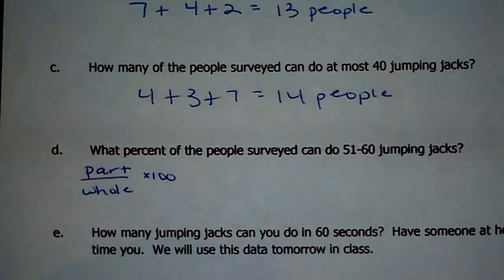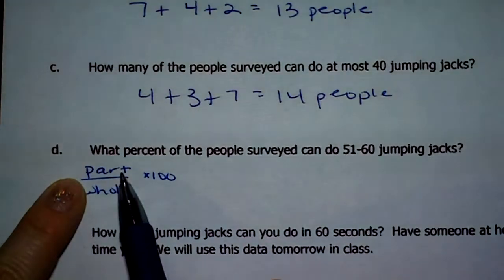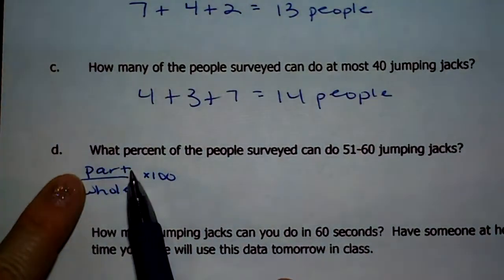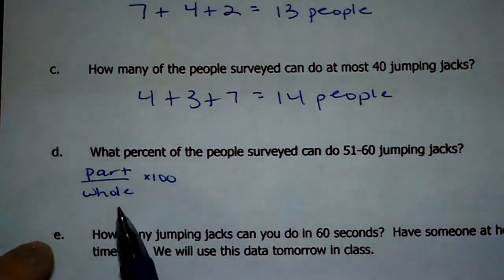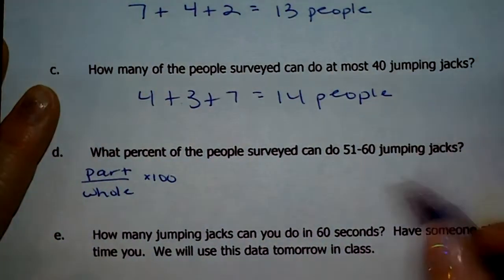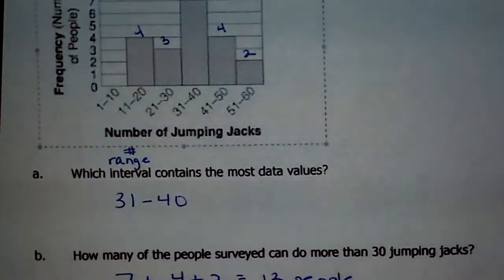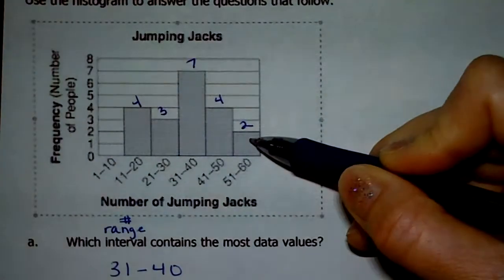Same thing here. So what I need to know is how many people can do 51 to 60 jumping jacks. That's the portion of it. The whole would be how many people total were surveyed, and then I multiply that by 100. So let's take a look up here. I want to know the 51 to 60. So in the 51 to 60 category, I see there are 2 people. 2 people, so that's the part.